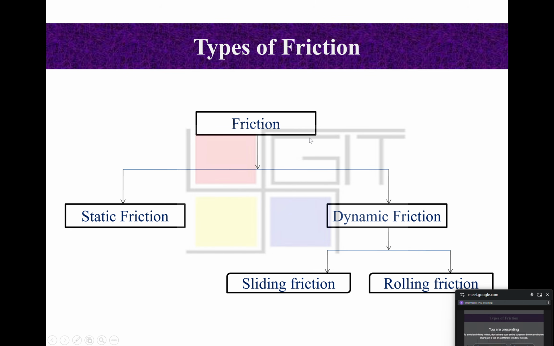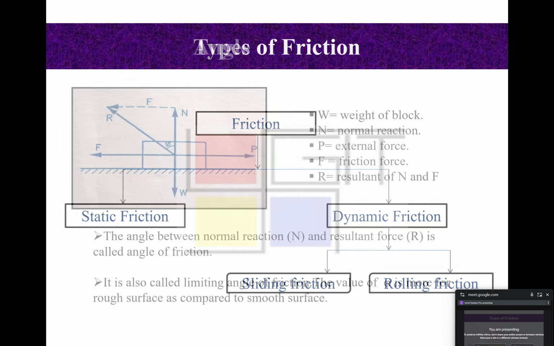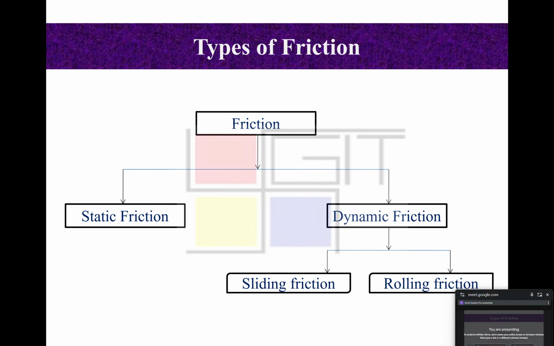Now what are the types of friction that we have? Quickly, we have two kinds of friction. You have the static and then you have the dynamic friction. And the dynamic is further divided into the sliding friction and the rolling friction. If they ask you in which type of friction do you expect the frictional force to be more, you expect the frictional force in static friction to be more than what you have in dynamic friction.